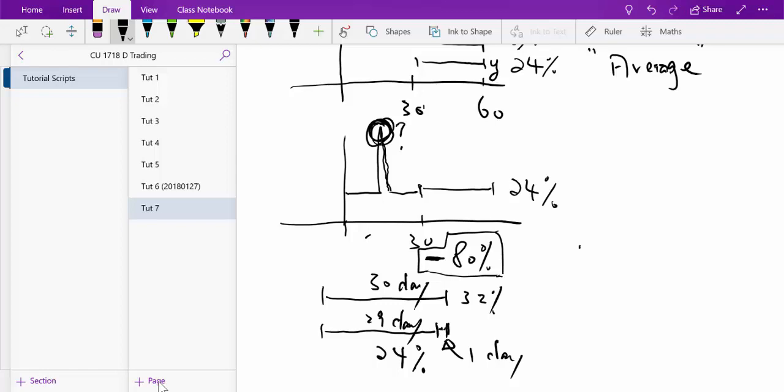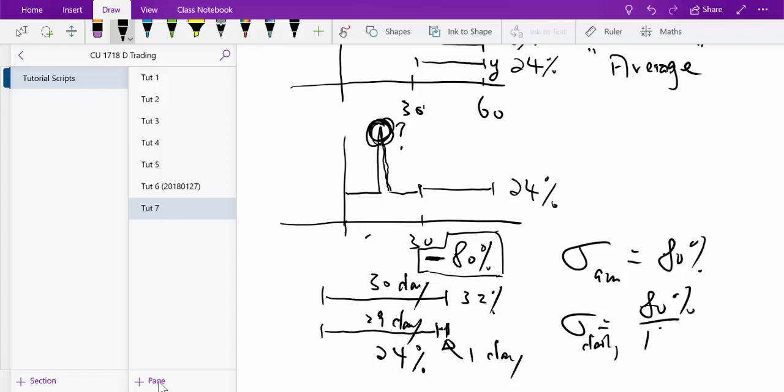Now 80 is an annual sigma, it is annualized, okay? So that means the daily would be what? Thank you. 5%.